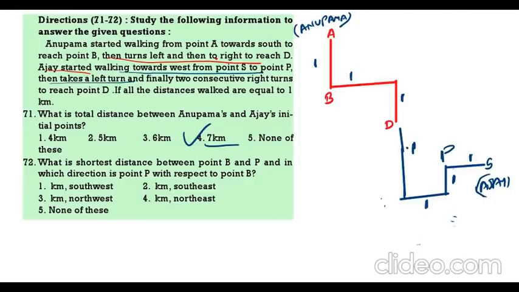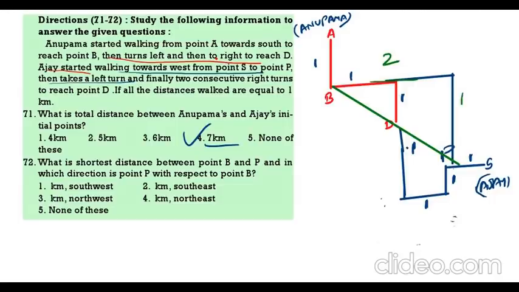What is the shortest distance between B and P? For this, what you need to do is, from B I am drawing one line like this. Now I am combining this one. Now I am drawing one more line like this. Now what is this distance? B to P, what is the distance? See, this is 1, this is also 1, so this totally is 2.